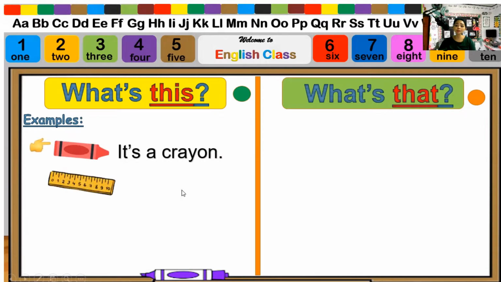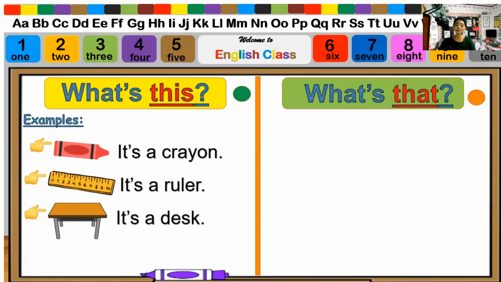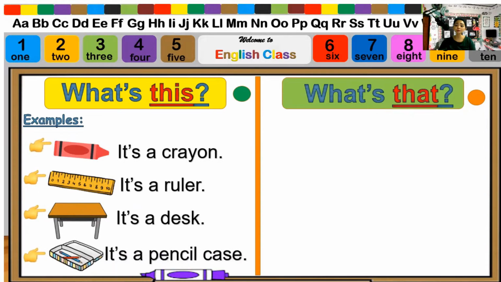What's this? It's a ruler. Very good. Next question. What's this? It's a desk. Very good. Next. What's this? It's a pencil case. All right. Let's keep going.